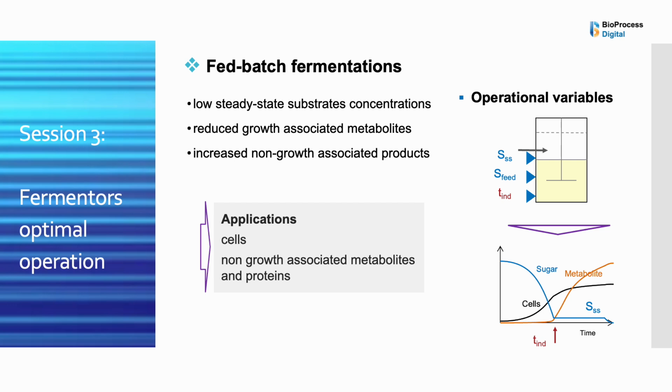As a result, fed batch fermentation is widely used for producing active cells and non-growth associated products, such as secondary metabolites or recombinant proteins. You will examine how key operational variables, such as steady-state substrate levels, feed concentrations, and the timing of product induction, influence the kinetics and overall performance of fed batch processes.